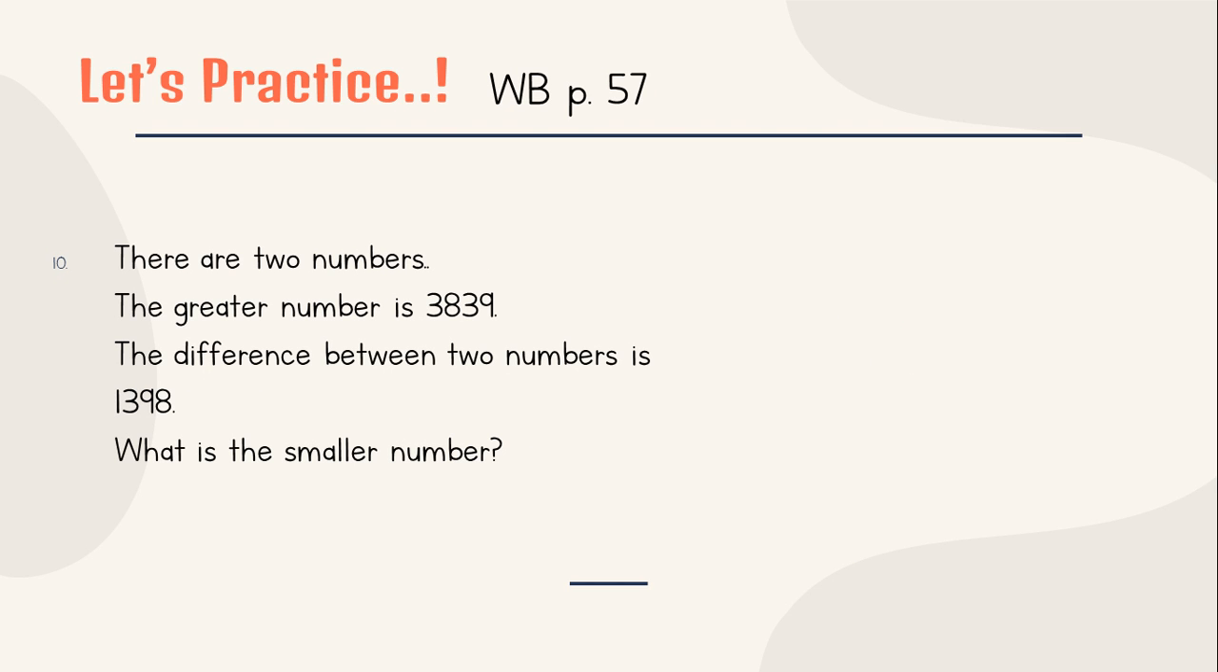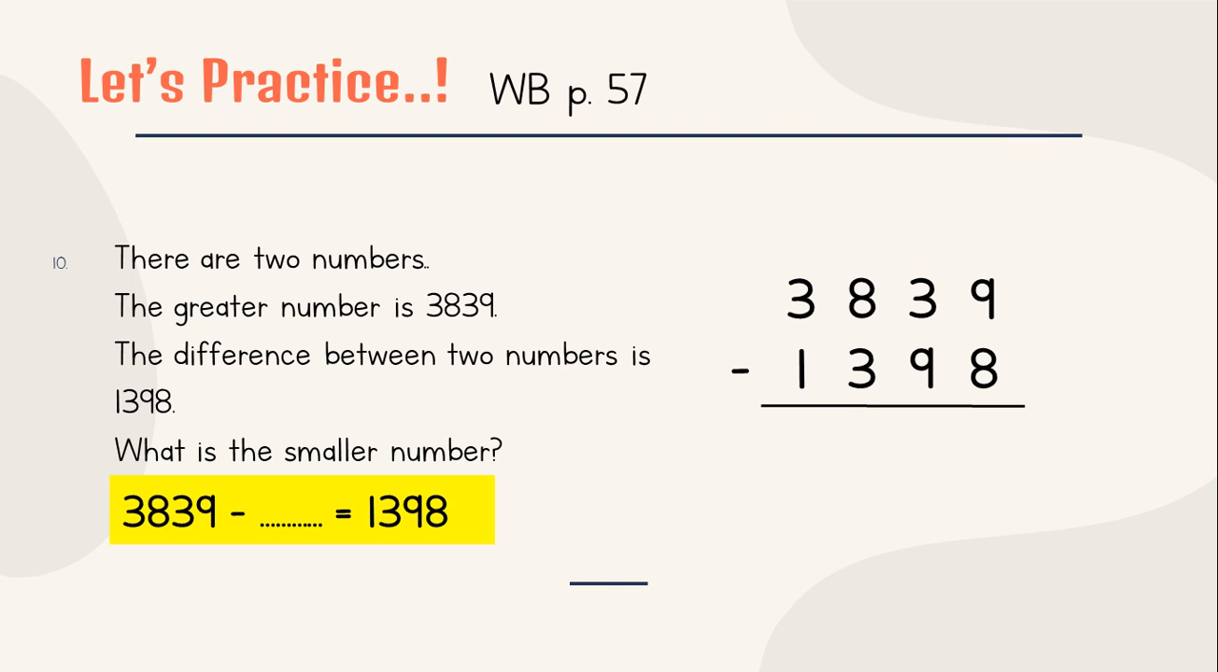10. There are two numbers. The greater number is 3839. The difference between two numbers is 1398. What is the smaller number? Now, actually the question will be like this, yeah? And then we need to find out this smaller number. But what can we do? In the previous videos, I have told you how to do this with number bonds, and we will have like this. So 9 minus 8, 1.